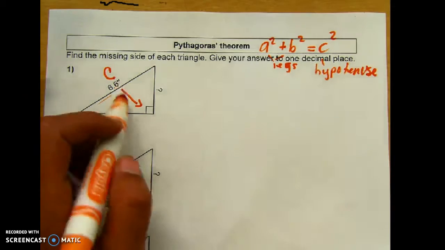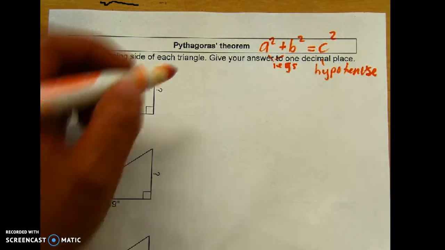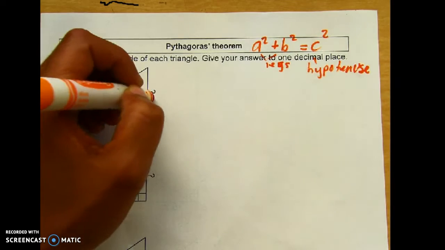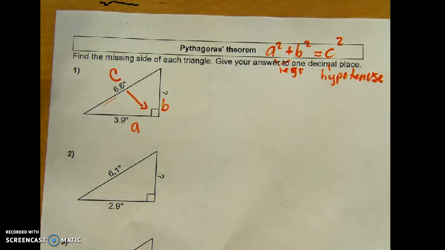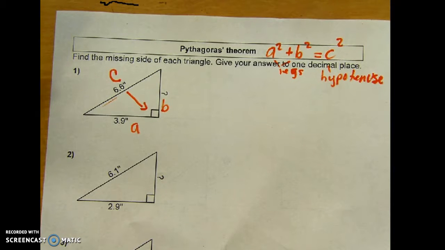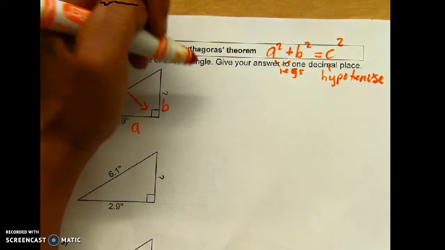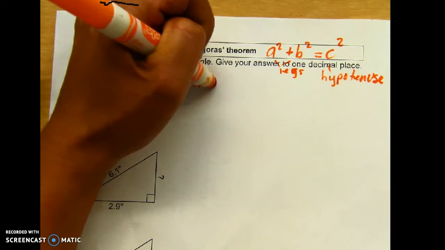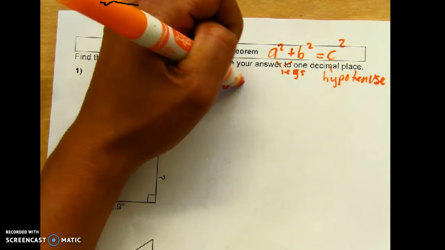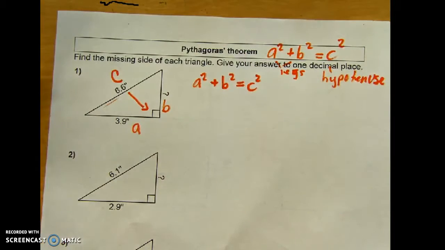But the difference is we have our value for c. So we're going to call this a and we're going to call this b. It doesn't matter which legs you label. Now, we're following a squared plus b squared equals c squared. It's better if you put it at the top of your page so you know what you're writing.